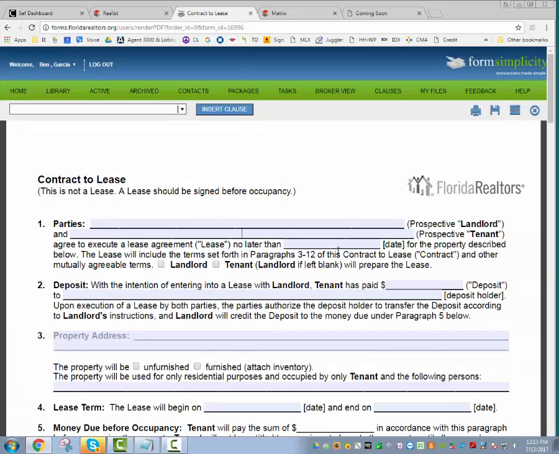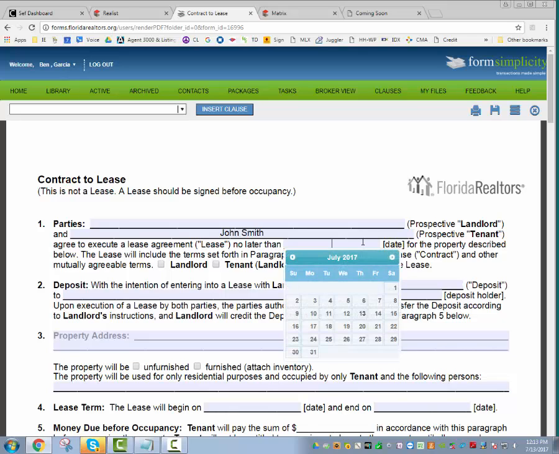Okay, so for today's purposes, we're going to make a faux contract. So we're just going to use John Smith as the client's name. So that is the prospective tenant. The next part is, when is this lease going to be prepared? Agree to execute a lease by what date? I like to put the same date that we are writing the contract, no more than the next day.